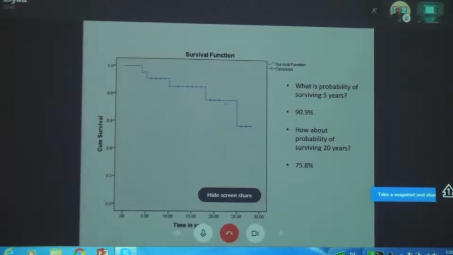Now, when you see these horizontal lines, this means during that time we did not observe any event. There might be a lot of people who are censored. You can see all these pluses. These are censored observations. But for the people who stayed in the study, we did not see any event.